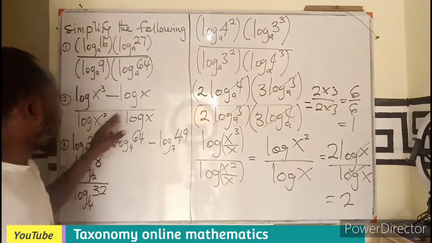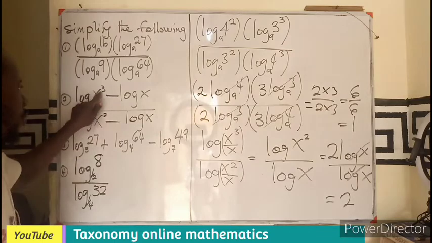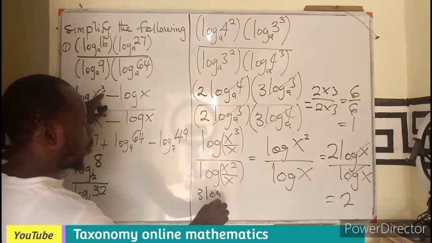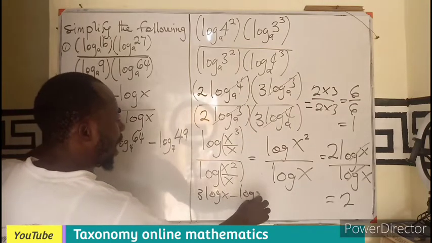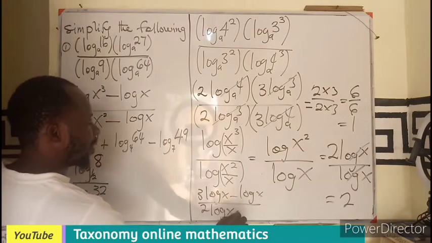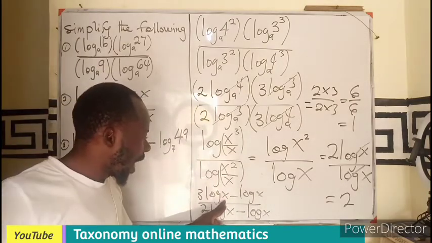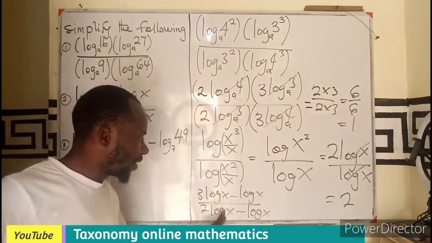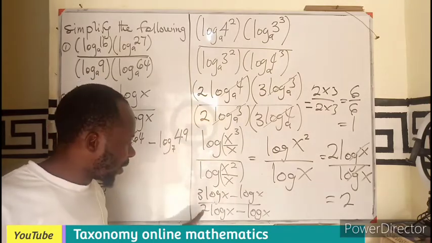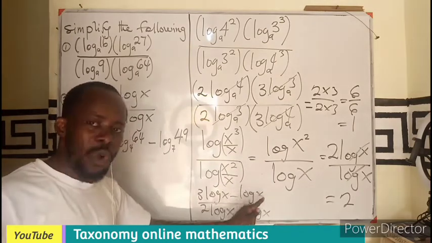Now, you can also decide not to use the second rule directly, you want to use the third rule. Meaning, you are going to have 3 multiplying log x minus log x, divided by, in this case, 2 multiplying log x minus log x. So you can see this is log x minus log x. So I can say let the log x be, let's say y. What will I be having? 3y minus y. Algebraic expression.